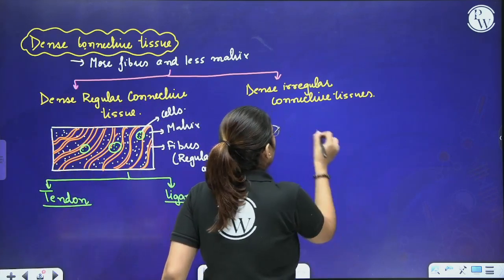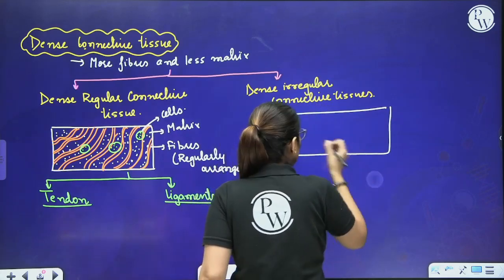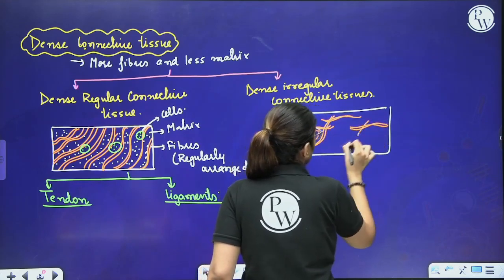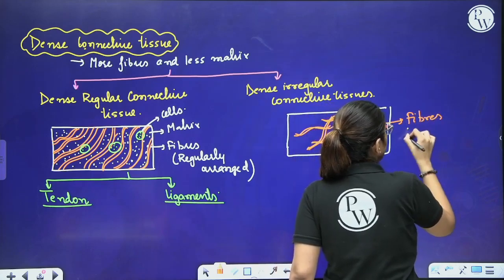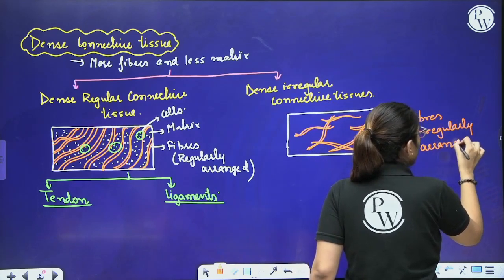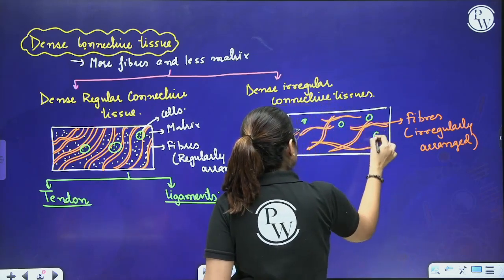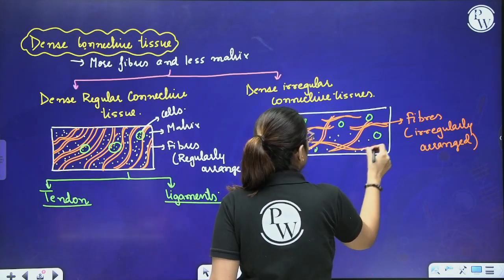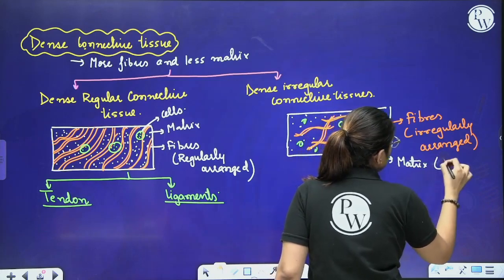Clear? Now, I will be talking about this, but first of all, let's talk about the dense irregular. So, in the dense irregular, the fibers are present like this. So these are the fibers, and these fibers are irregularly arranged. Irregularly arranged. That means not in a proper way they are arranged. Clear? And yes, they will have the cells also, and the matrix is also present, which is quite less. So this is a matrix, and this matrix is less, like that of this one.